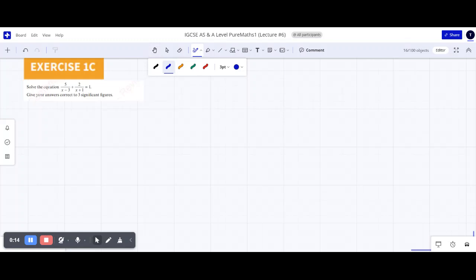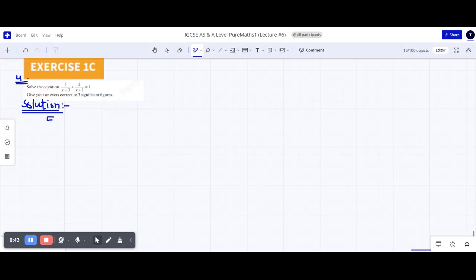Exercise 1C, question number 4 is: solve the equation 5 over x minus 3 plus 2 over x plus 1 equals 1. Give your answer correct to three significant figures. So now we have the fraction. First of all, we will simplify the fraction into a simple quadratic equation. Then we will further simplify.